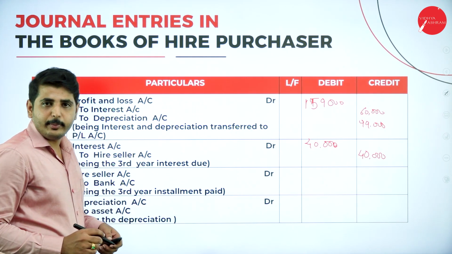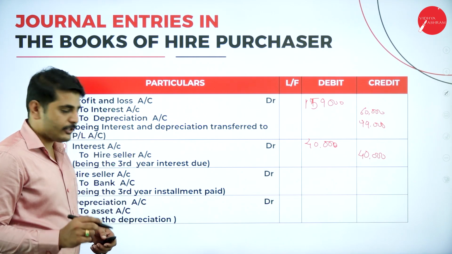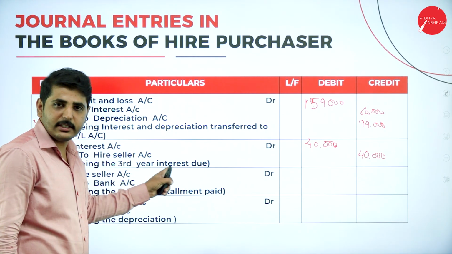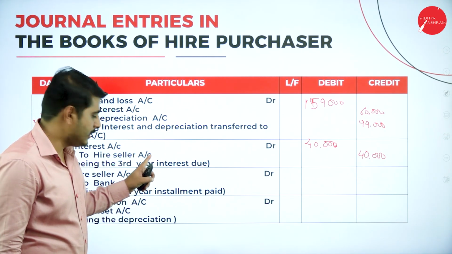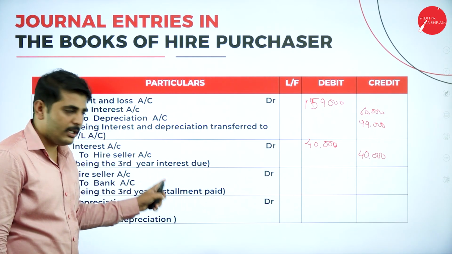Next we have to pay the installment. What is the journal entry for paying the installment? Who is the receiver? The hire seller, or Tata Motors. So Hire Seller account debit to Bank account, or Tata Motors account debit to Bank account.